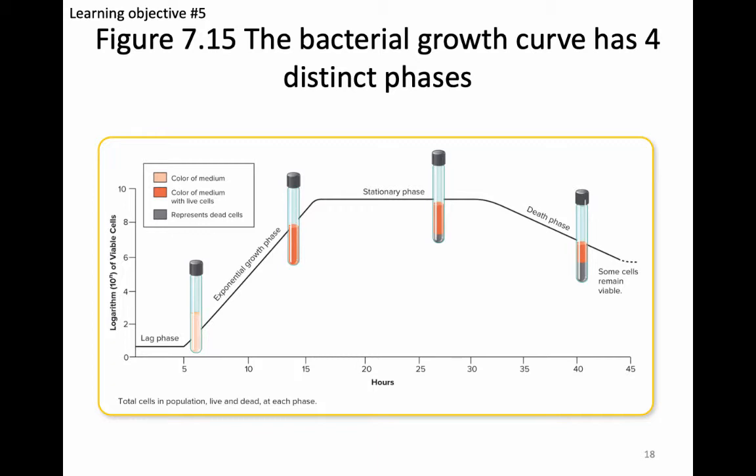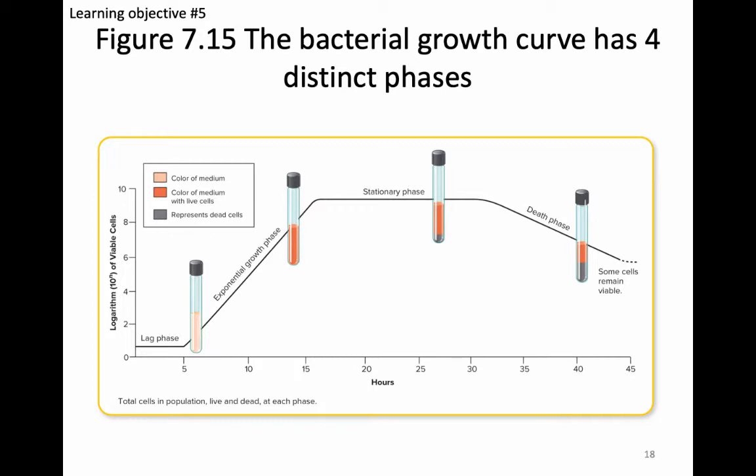The next phase is the exponential growth phase, and because the y-axis is a logarithmic scale, the straight line tells us that the growth during the exponential phase is constant. So during the exponential growth phase, we get the largest change in cell numbers. The third phase is the stationary phase.